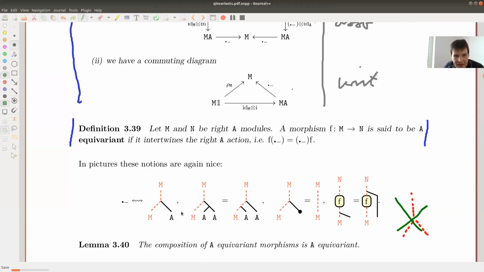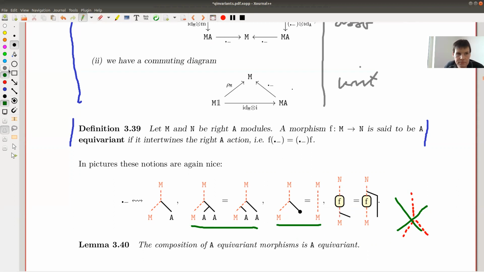Okay, but I have my action, which is just sticking my algebra to my module. My module is a dotted line. My algebra is a solid line, and the things I pose are exactly associativity and unitality. An intertwiner, an equivariant map, is just that you can slide the action through. That's it. So now it's exactly the same calculus as before.